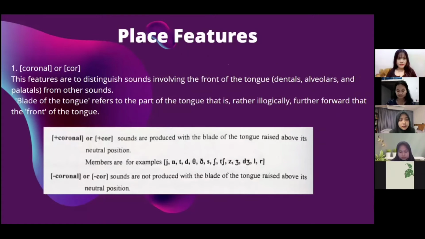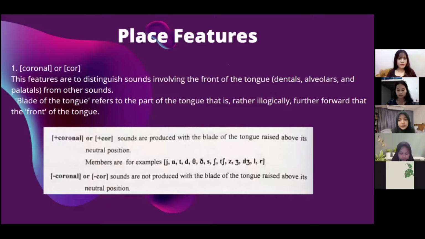Next, we're going to discuss place features. First, coronal, or cor. This feature is to distinguish sounds involving the front of the tongue, dentals, alveolars, and palatals from other sounds. The blade of the tongue refers to the part of the tongue that is, rather illogically, further forward than the front of the tongue.